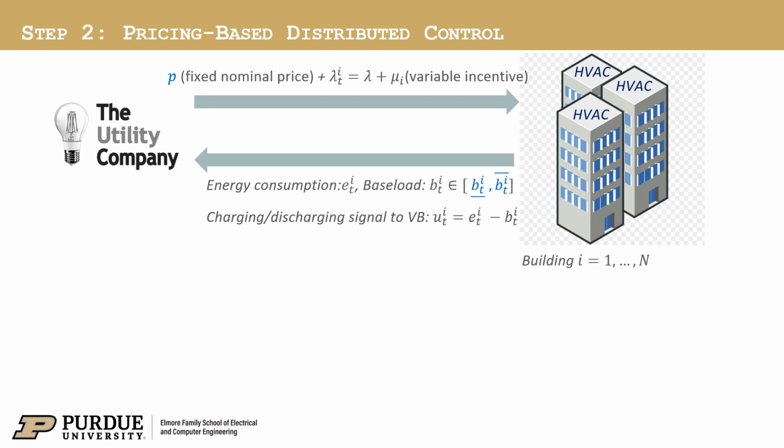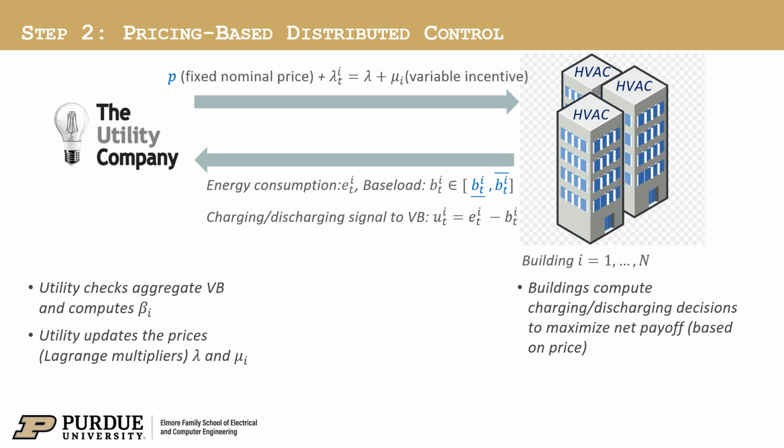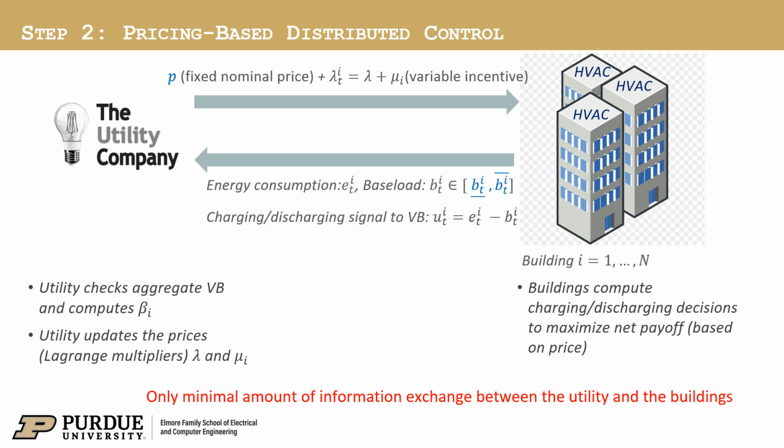From just defining the centralized problem, we can now derive a distributed solution. In each iteration, the utility sends a tentative price signal to the buildings. After feedback from the buildings, the utility updates its price signals and sends them again to the buildings. This process repeats until either the algorithm converges or a max number of iterations has been reached. Note that this distributed algorithm is easy to implement and incurs low communication overhead.